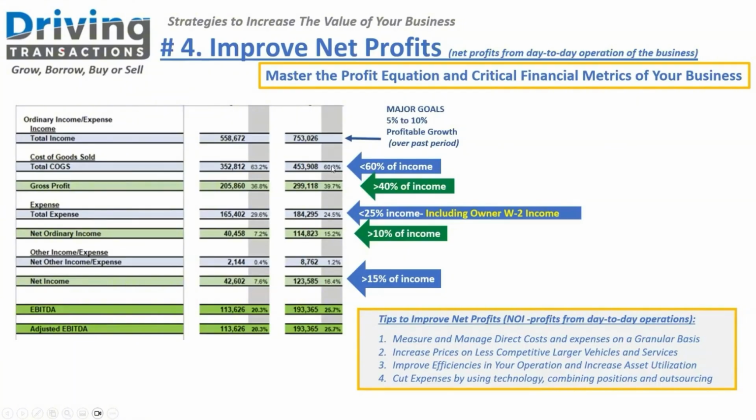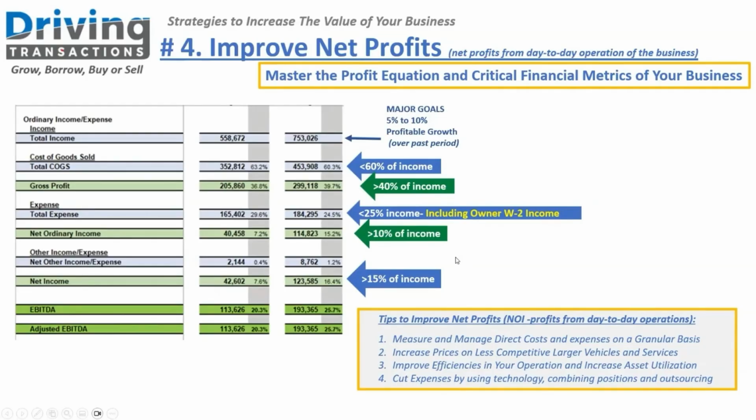They managed 60% cost of goods. So that's every nickel it took to do the work. They delivered what I said: 60% cost of goods, 39.7% leftover gross margin, close enough. Their overhead was 24.5%, including the owner paying himself a substantial W-2 income, and they killed it on net profit. 10% is the goal. They made 15%. That is the optimum profit equation for this business.